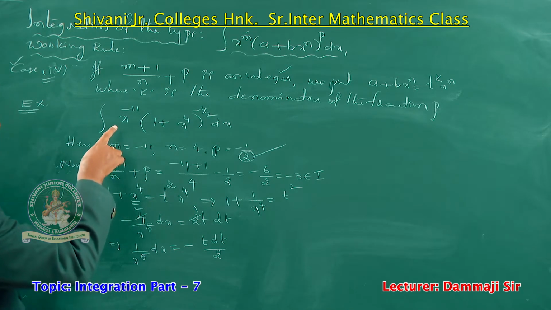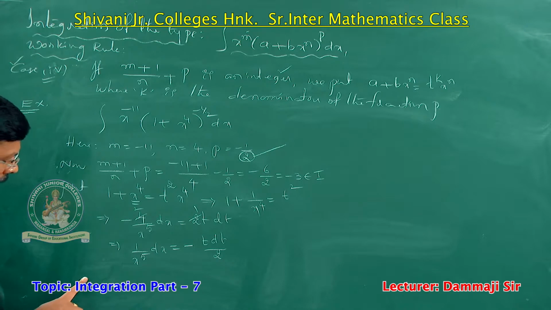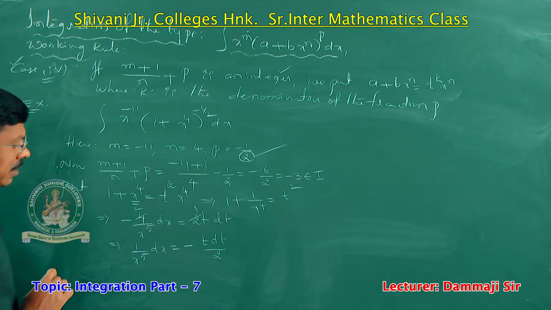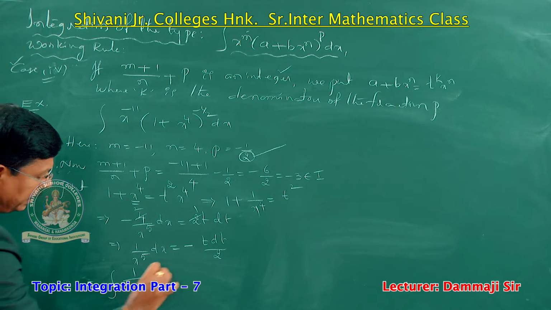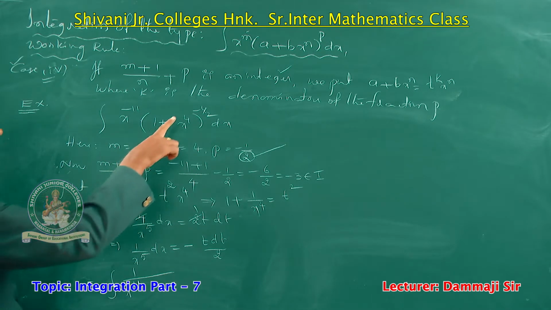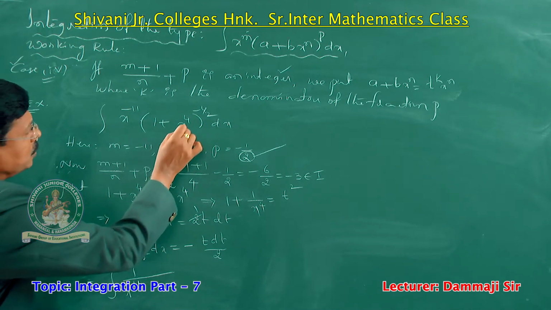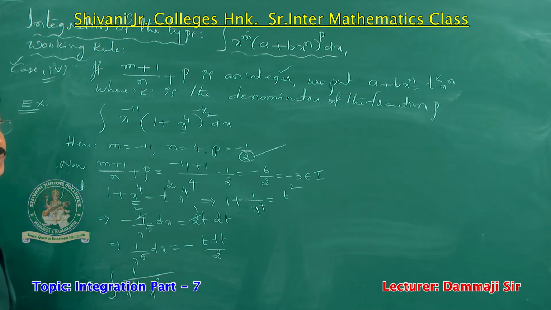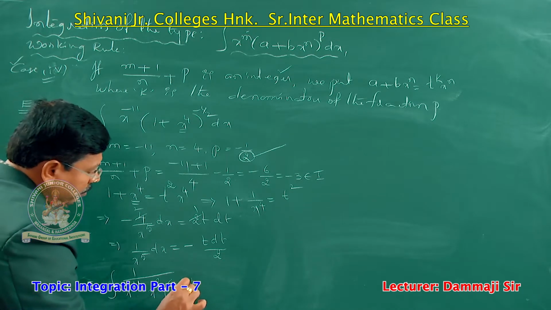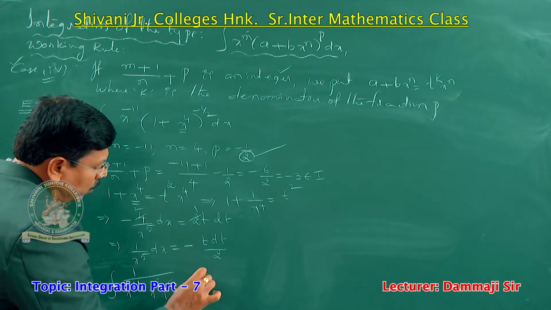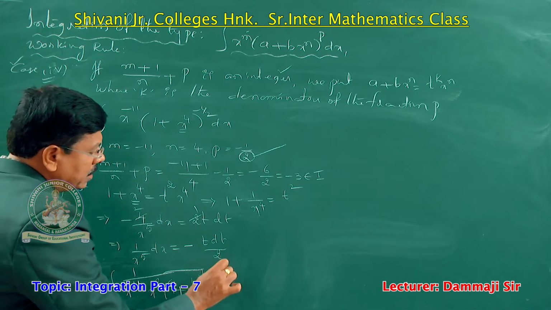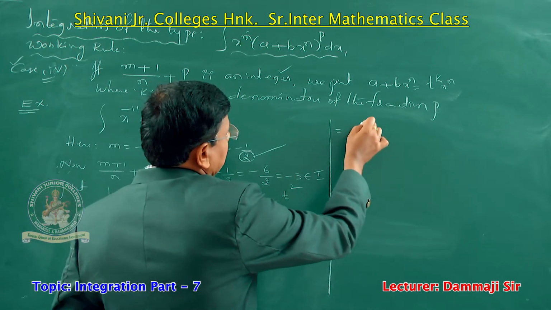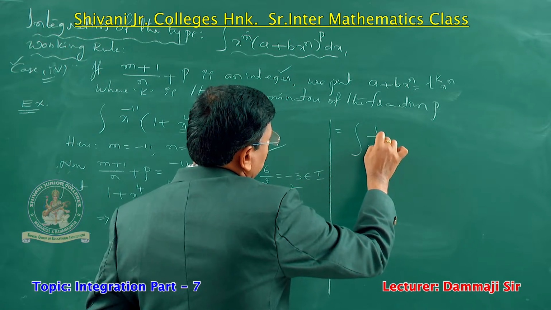The given problem can be reduced to one particular formation. Take x power 4 common: x power minus 11 can be written as 1 by x power 11, and the power minus goes to the denominator. Also take x power 4 common, so x power 4 whole power 1 by 2 is x square. So we have 1 plus 1 by x power 4 whole power 1 by 2, dx. Next, x power 11 can be written as integral 1 by x power 4 whole square.